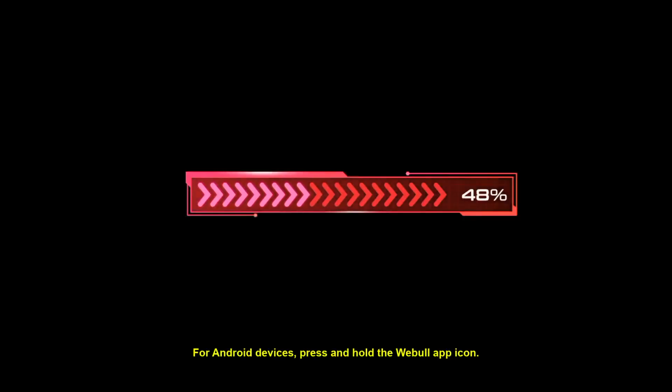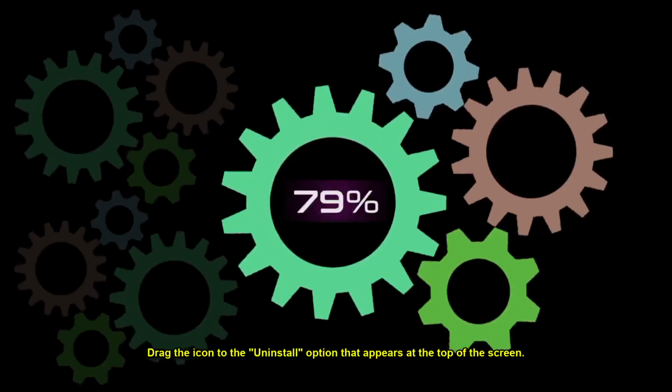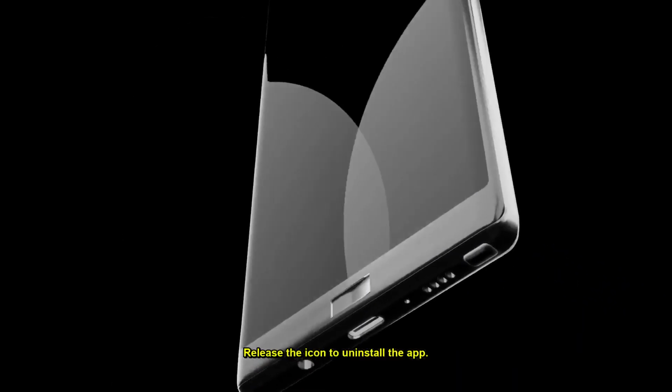For Android devices, press and hold the Webull app icon. Drag the icon to the uninstall option that appears at the top of the screen. Release the icon to uninstall the app.